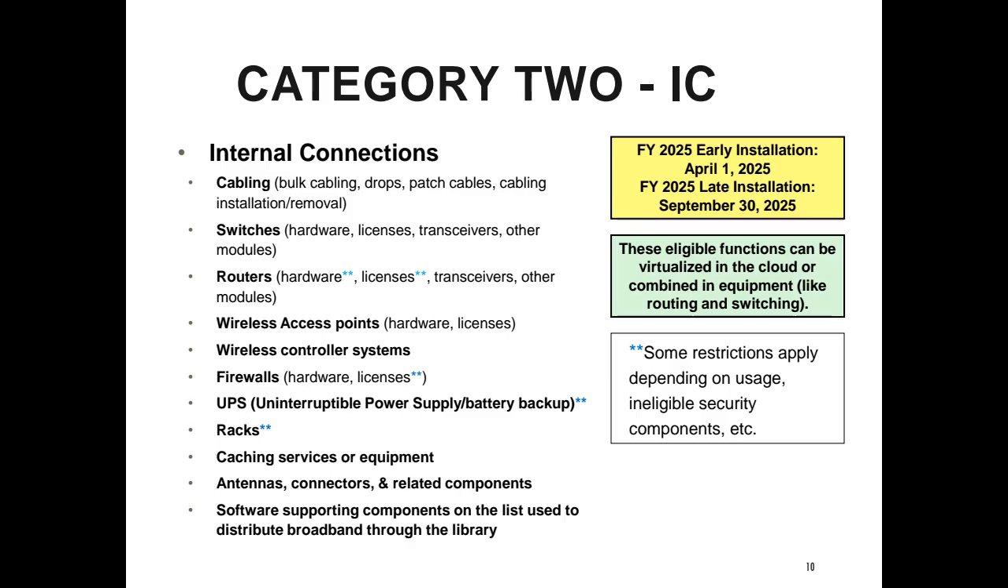We've got switches, routers, access points, firewalls, battery backups and racks, also caching services, antennas, and the software needed to run the equipment. There are some provisos. I've got some asterisks indicating where some items may be partially eligible or ineligible based on how the device is being used, or the inclusion of advanced security features, which are not currently covered by the traditional E-rate program. Most commonly, we see that with firewalls.